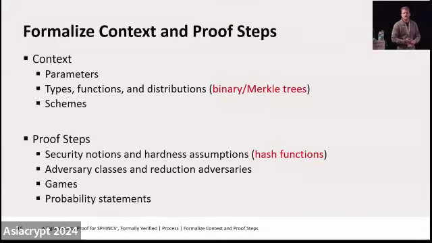And for the proof steps, you can think of things like specifying the security notion, hardness assumptions, which is where our generic hash function library comes in, the adversary classes and reduction adversaries, the games in your game-hopping proof, as well as the probability statements that relate these games.